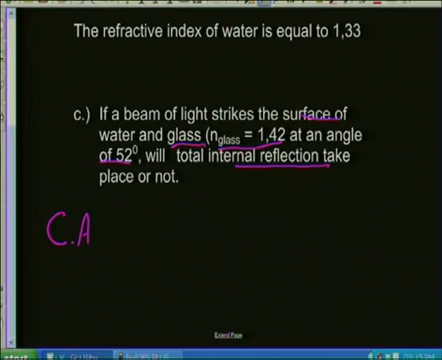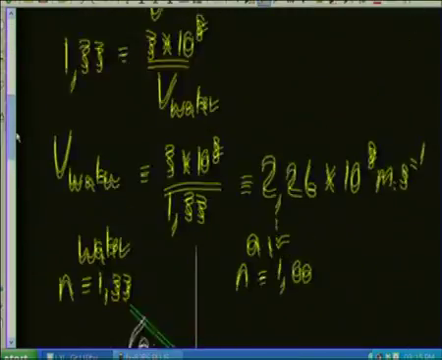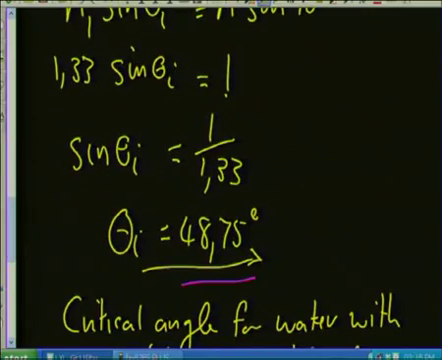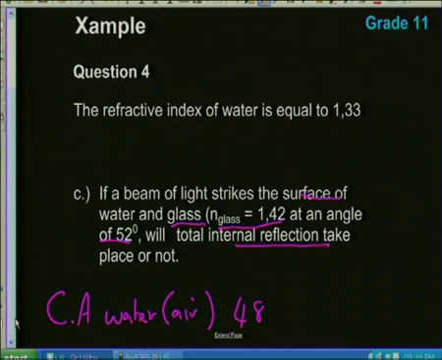Well, guys, this is an interesting dilemma, because what we recognize is that the critical angle for water with respect to air is, we worked it out, 48.75. Look over here, there it was, we just worked it out, 48.75. So what we would say, 48.75 degrees.